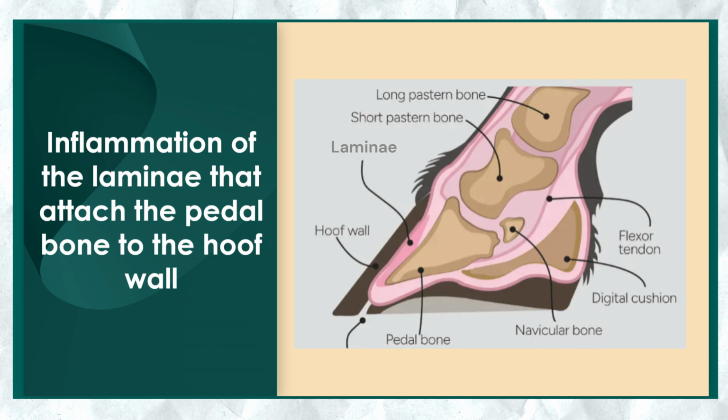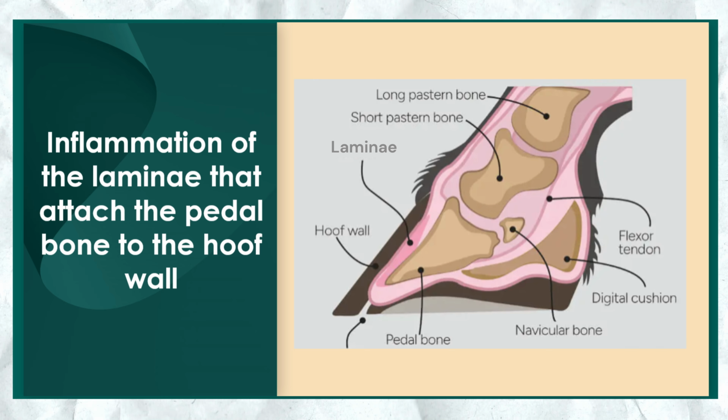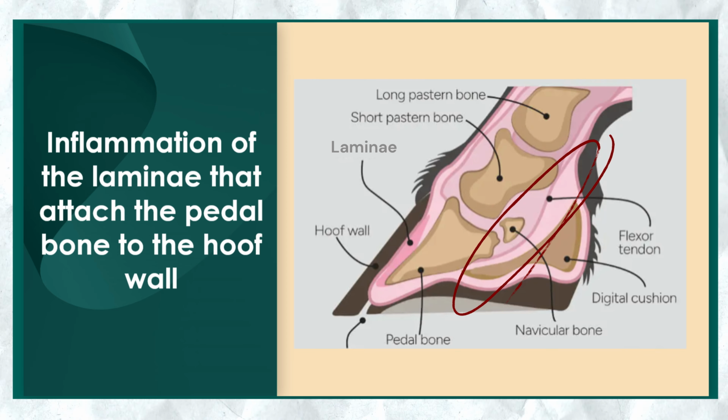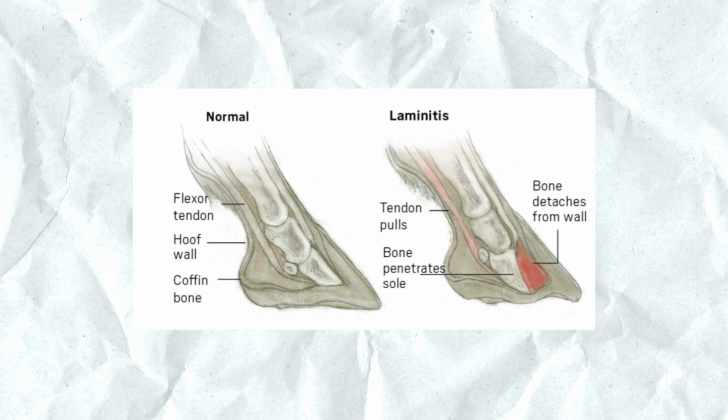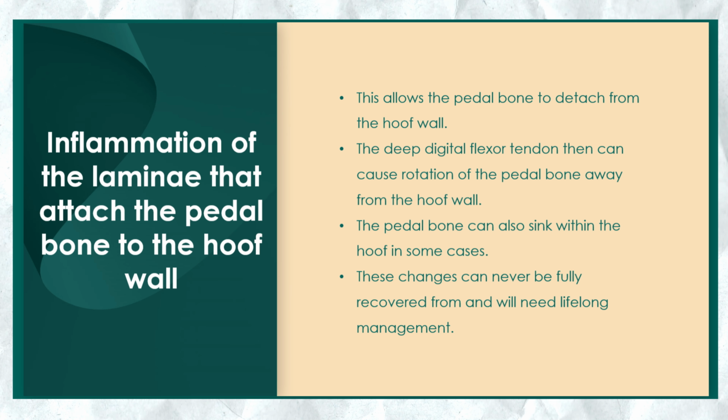The definition of laminitis is inflammation of the laminae that attach the pedal bone to the hoof wall. This inflammation allows the pedal bone to detach from the hoof wall. Pull from the deep digital flexor tendon that attaches down the back of the leg into the back of the pedal bone can cause rotation. The weight of the horse may also cause the pedal bone to sink, which is more commonly called founder. These changes can never fully be recovered from and will need lifelong management, with the risk of future bouts of further laminitis.